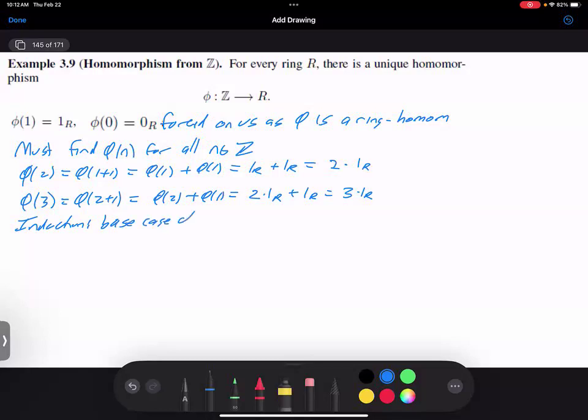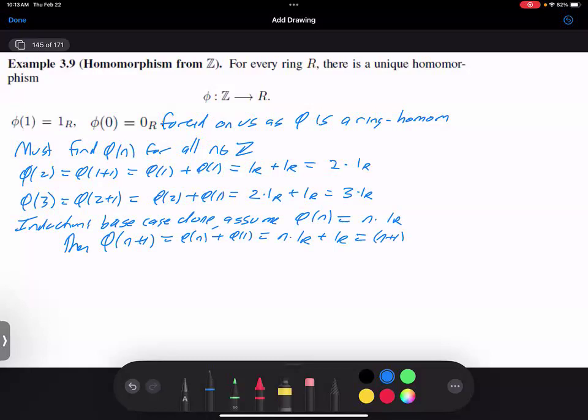Base case done. Assume phi of n is n times 1_R. Then phi of n plus 1 is phi of n plus phi of 1, which is n times 1_R plus 1_R, which is n plus 1 times 1_R. So does this determine phi for all the integers now? It determines phi for all the positive integers. We now need phi for the negative integers. How can we get phi for the negative integers?